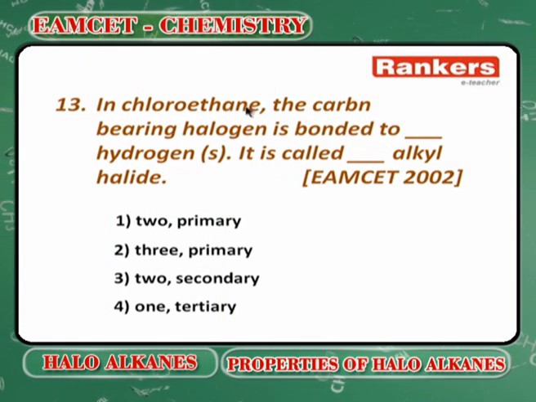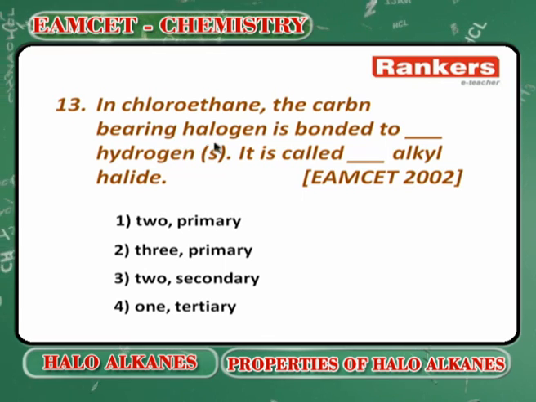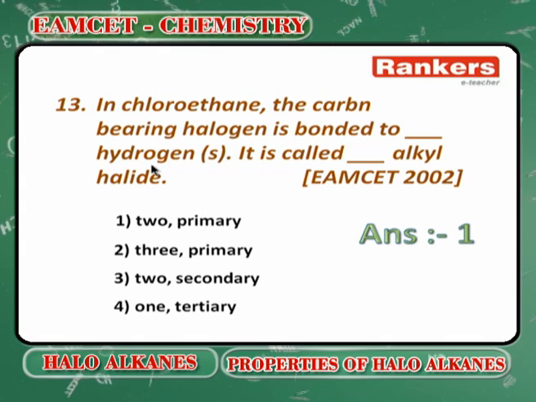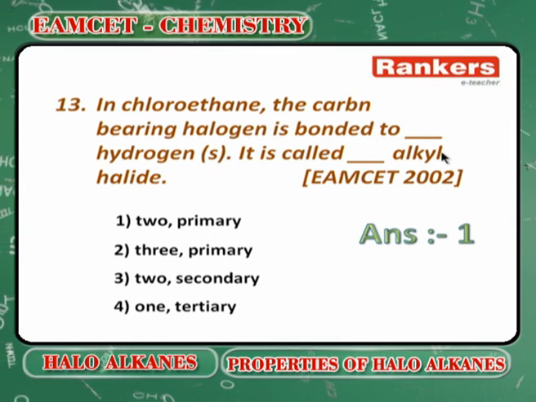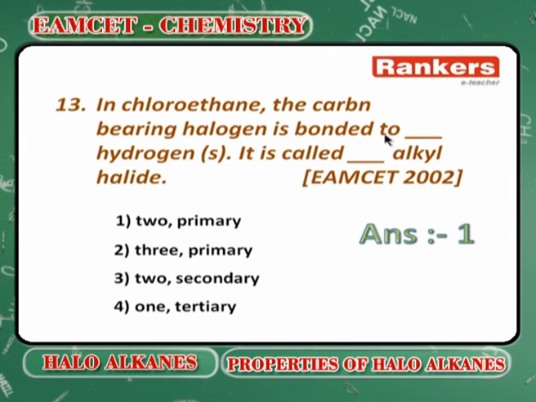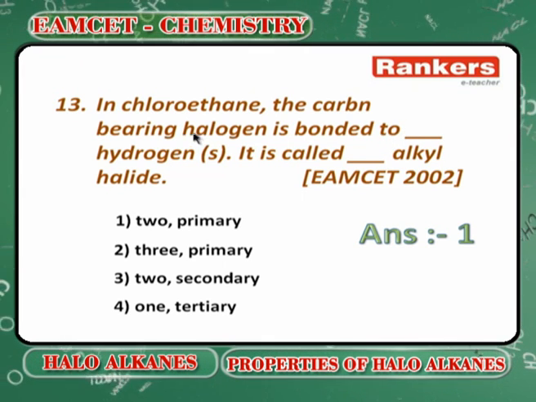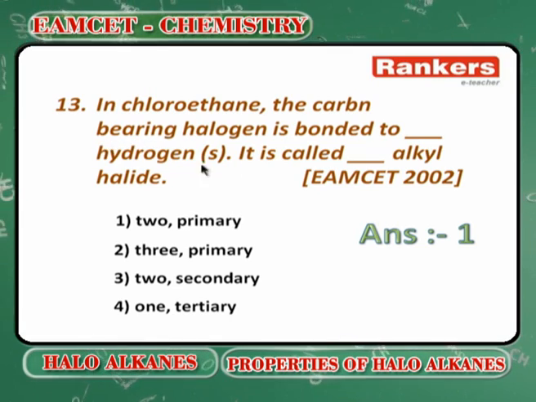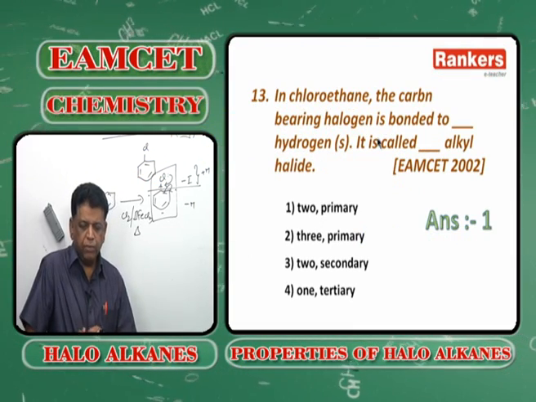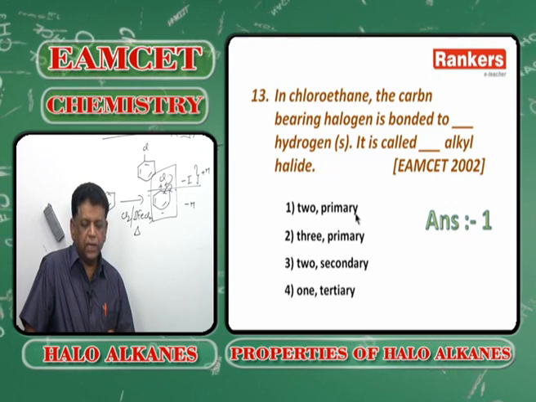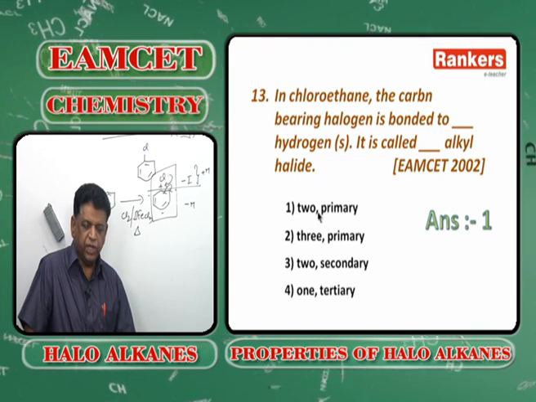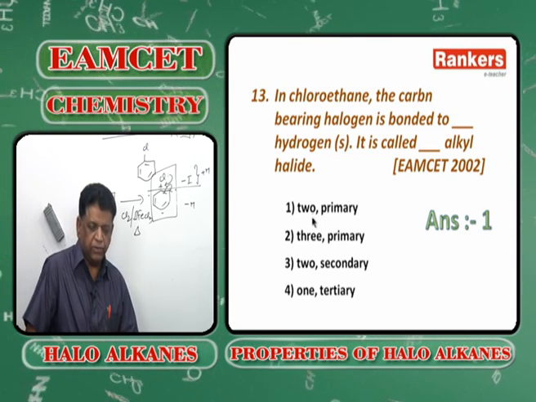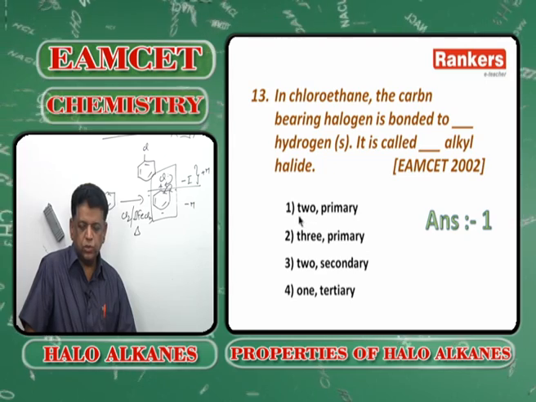In chloroethane, the carbon bearing halogen is bonded to dash number of hydrogens. It is called dash type of alkyl halide. So, in ethyl chloride, the chlorine is attached to the first carbon, on which 2 hydrogens are there, and the type of alkyl halide, it is a 1 alkyl group and 2 hydrogens, means it is a primary alkyl halide. Classification of primary, secondary, tertiary carbon is the point here. So, the answer goes to the 1.